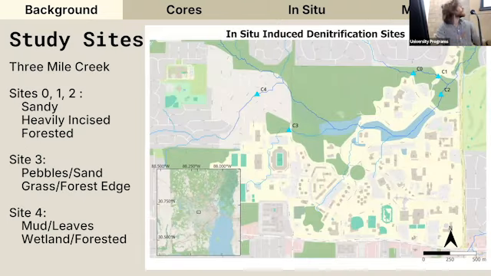So for study sites, we're going to be using 3 Mile Creek as an example and different branches. So this is the South Alabama campus. In the northeast portion, we have these sandy, heavily incised forested streams. But on the western portion, we have more organic matter rich streams where we have these grasslands that can actually leach fertilizer directly into the stream. It's a mix of riffle and sandy pebble soils. And we have a more swampy site at site number 4.